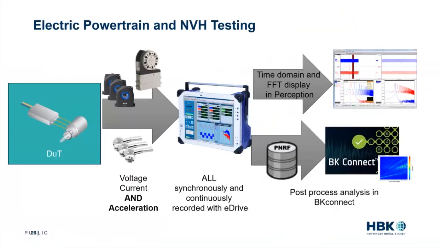But this is really what a measurement chain of an electrical powertrain and NVH testing might look like. You've got your device under test. You can bring in HBK microphones and accelerometers, torque sensors, current sensors into our eDrive power analyzer. So all those signals come in. We synchronously measure them at a very high rate. We're recording all that data for extended periods.